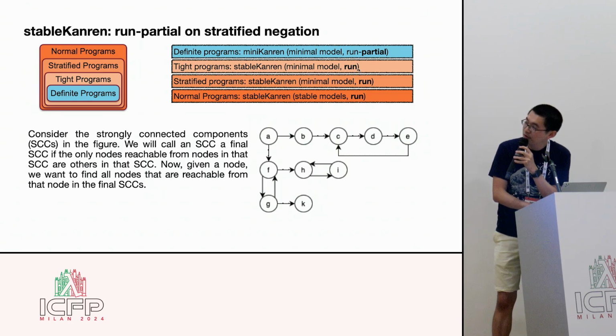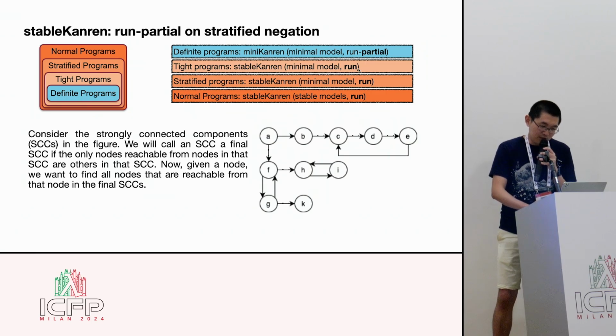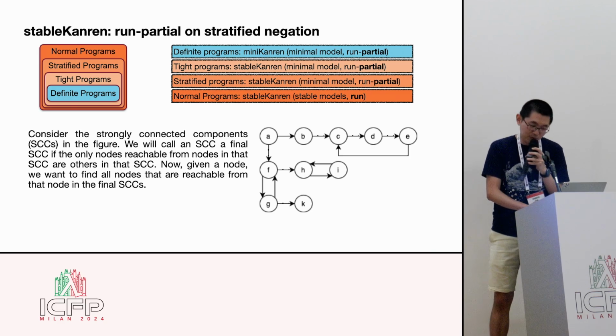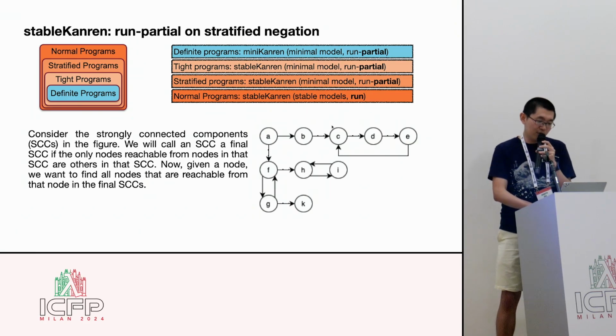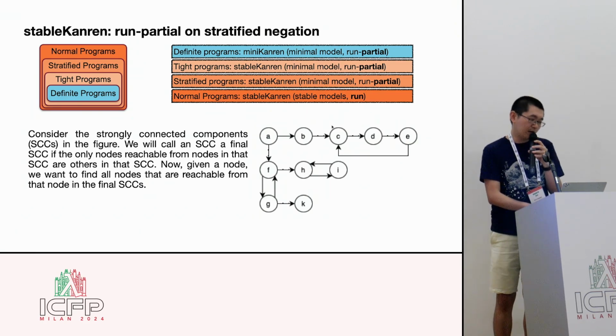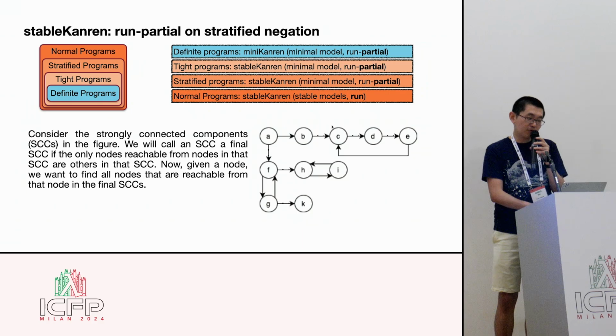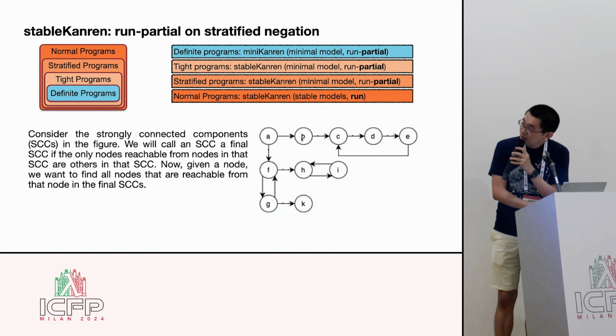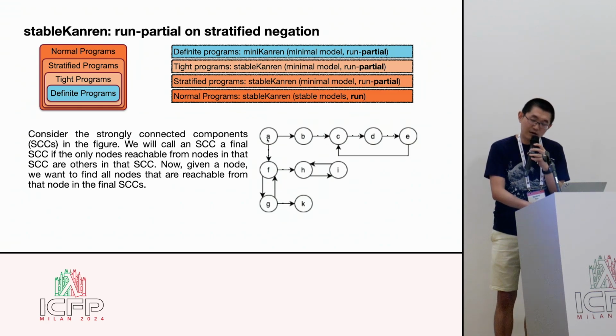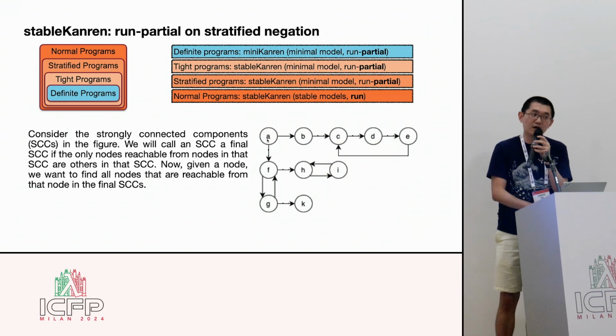So if I can do one run partial for definite programs, I can definitely do the run partial for these two as well. Okay, so the example is run partial 1, run partial 2. We use the final SCC problem as an example to show how we can use run partial on the stratified negations. For the final SCC, given a node, for example, in this case A, what kind of nodes can it reach in the final SCC, which is the leaf SCC in this connected graph.